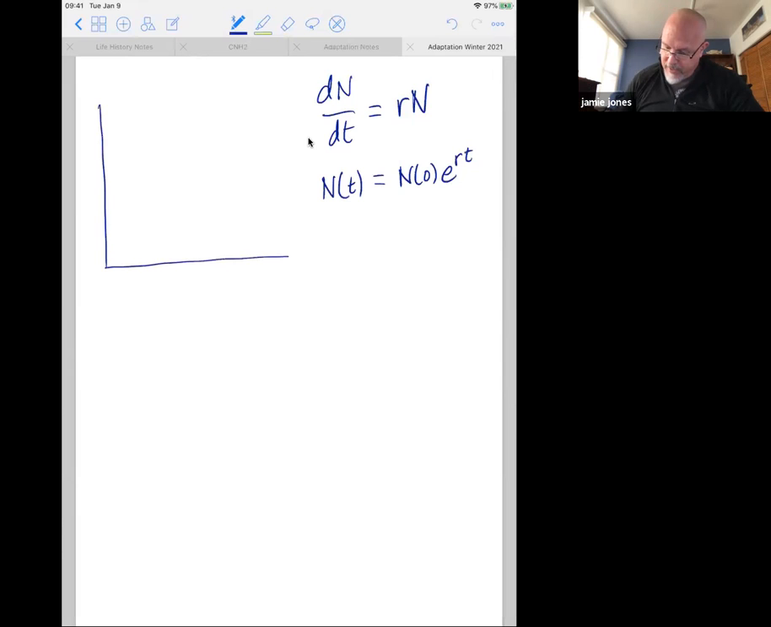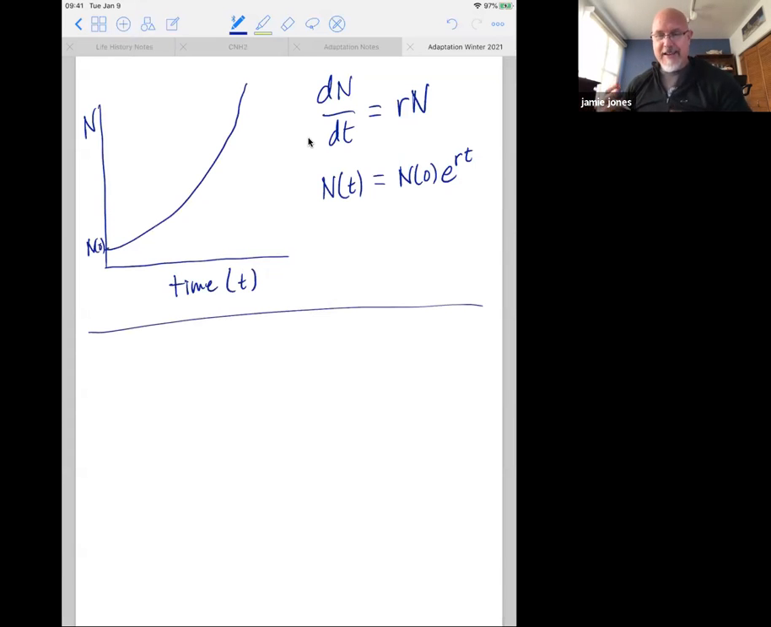So we can make a plot of this. We can do time t, population size N, and what's it going to look like? It's going to start from N0, say right there, and it's going to grow without bound. It's going to continue growing at a rate e to the r. So that's probably not super realistic. This is growth without bounds.